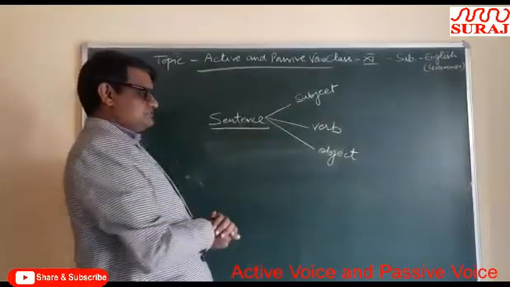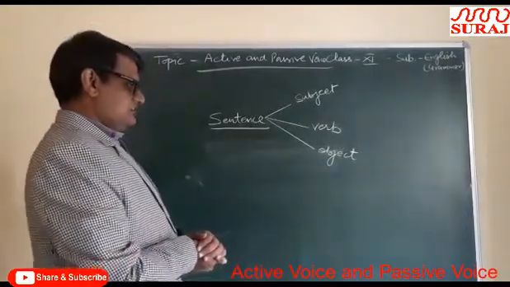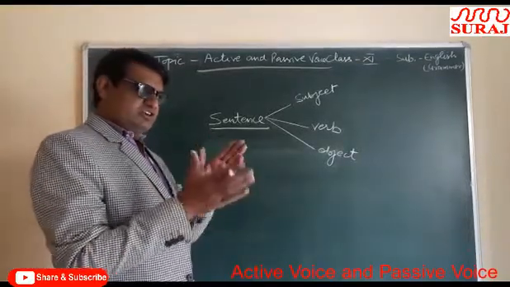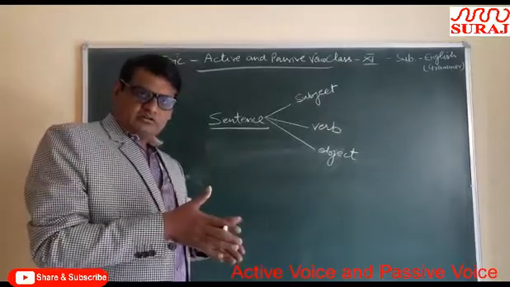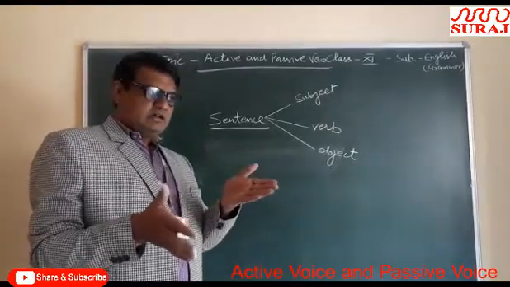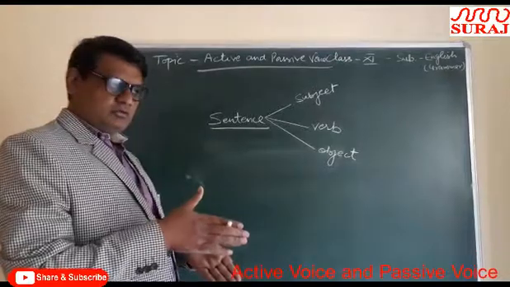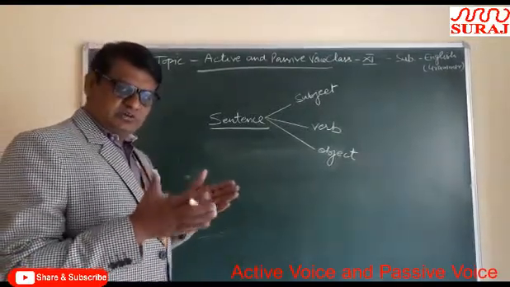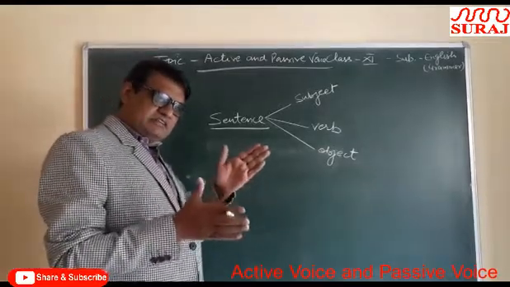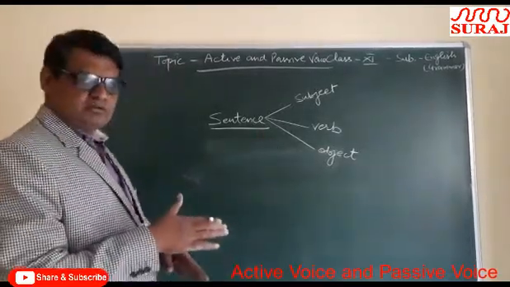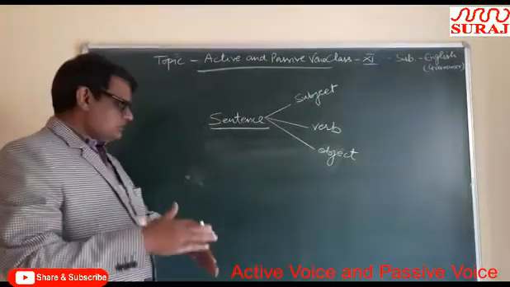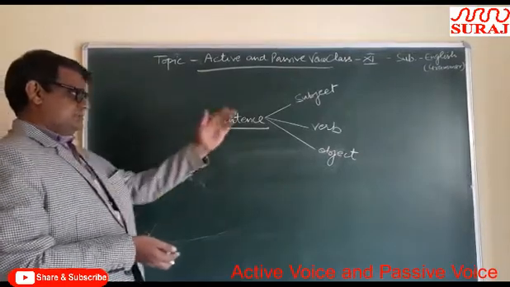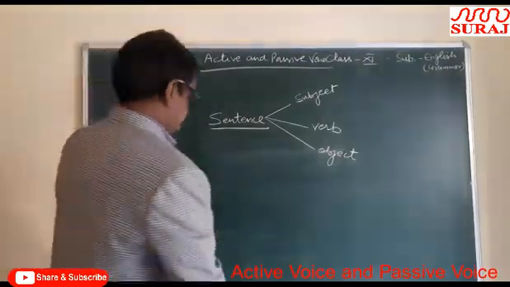And the object is a person or a thing which is governed by the verb or a preposition. You can say it is the receiver of an action, or in other words, an object is a person or a thing on which the action is done. So a sentence has basically three parts: subject, verb and object.